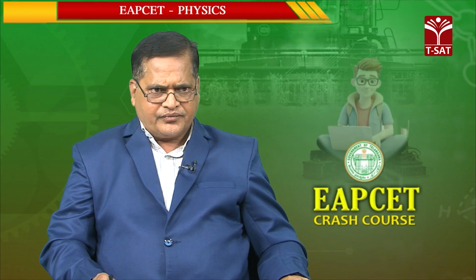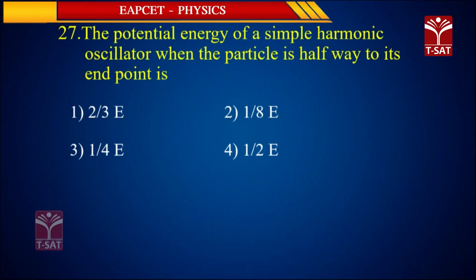Next, the potential energy of the simple harmonic oscillator when the particle is halfway to its end point. You know the total energy formula, children. In simple harmonic motion, total energy is 1/2 K a square. The K value you can also substitute: 1/2 m omega square a square.